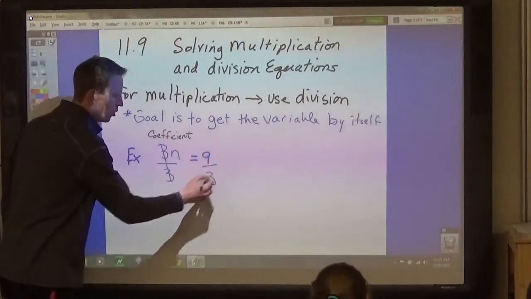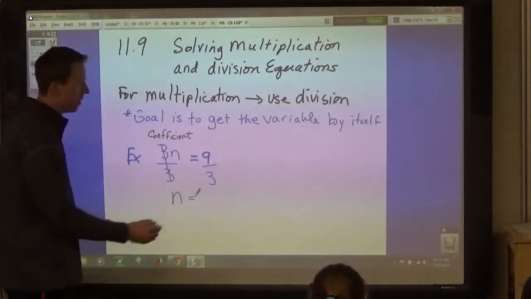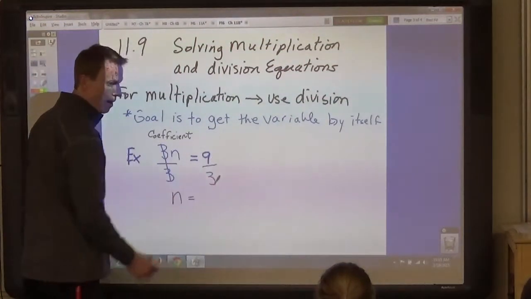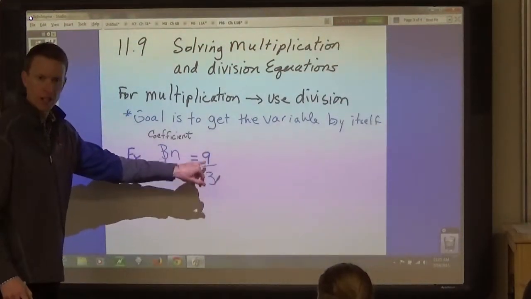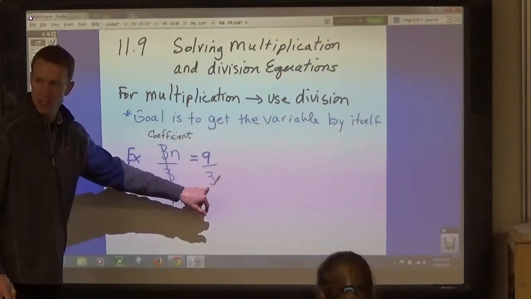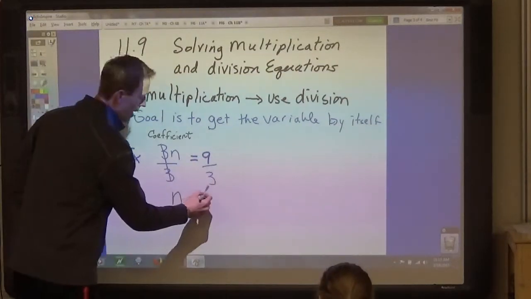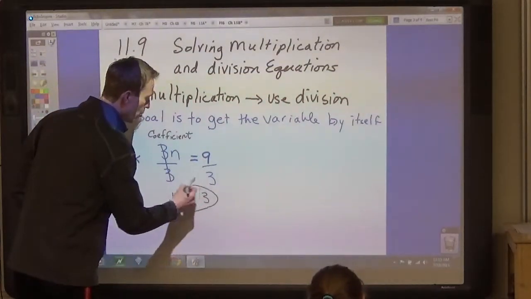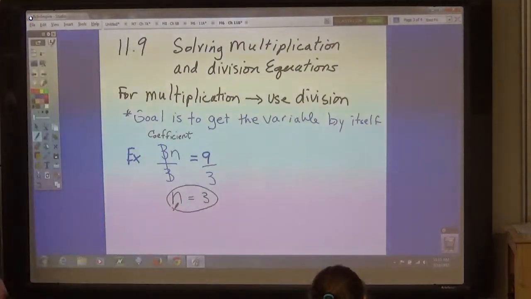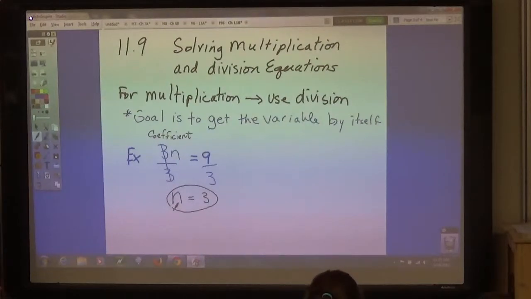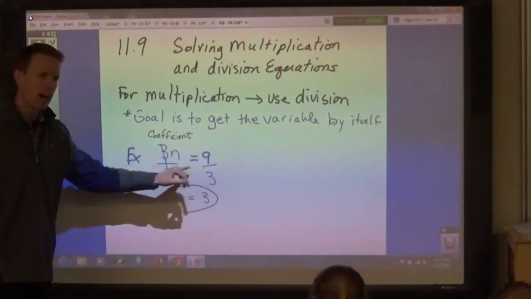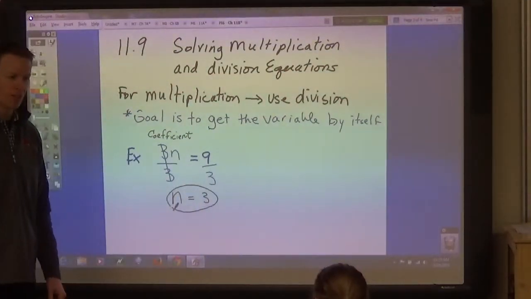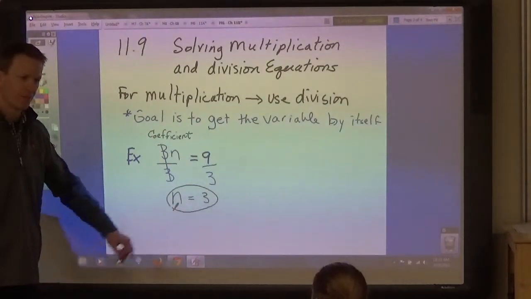And do the division on this side. This means 9 divided by 3. This is a fraction, but a fraction also means division. 9 divided by 3 is 3. We just proved that using division. So, simply by dividing both sides by the same number, you prove the answer.